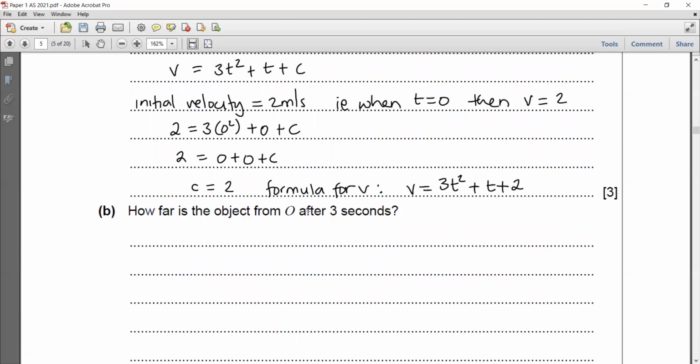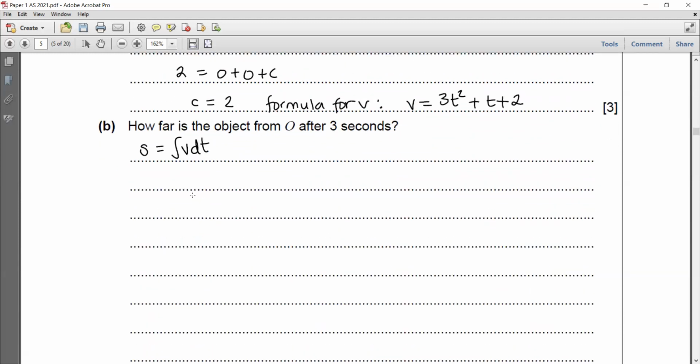How far is the object O after 3 seconds? So how far means we're talking about the displacement. And again, from the formula sheet, we know that the displacement S is the integral of the velocity with respect to time. So I take my formula for the velocity and then I'm going to integrate it.